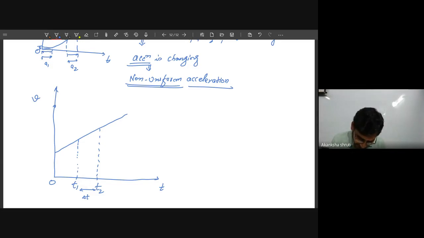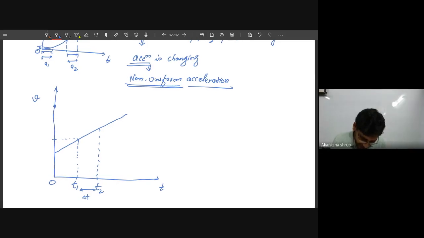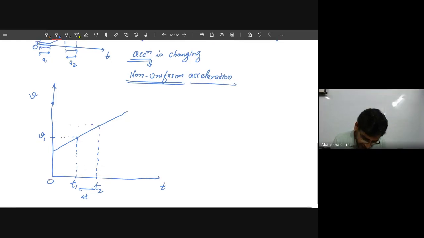Moving vertically to where the graph is touching, then from that point you have to again move horizontally. Whatever this point is, it is given by the initial velocity, or the velocity at this time t1. Let us call this v1, and the velocity at this time t2, let us call this v2.